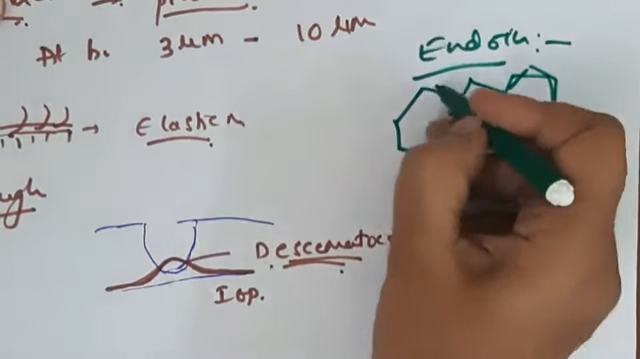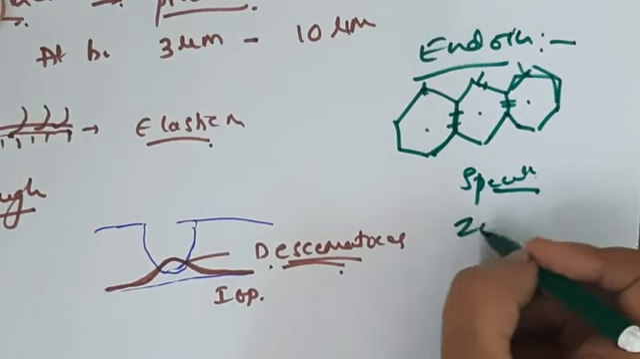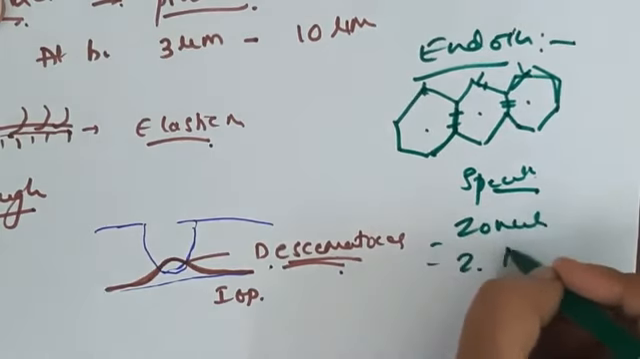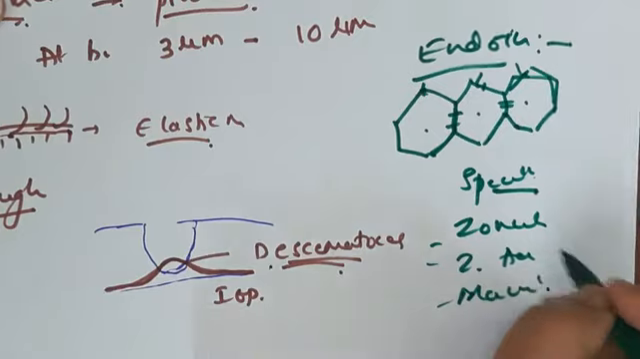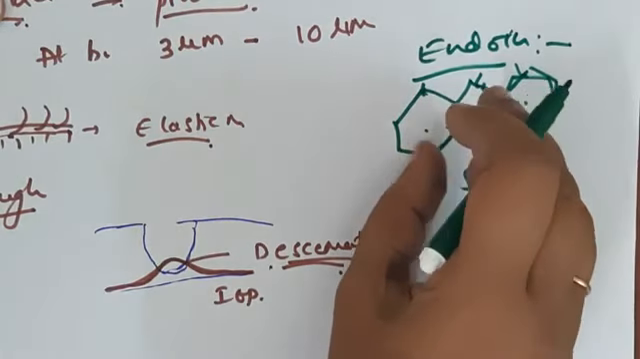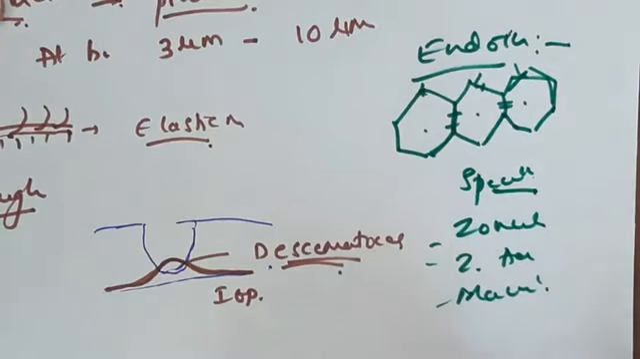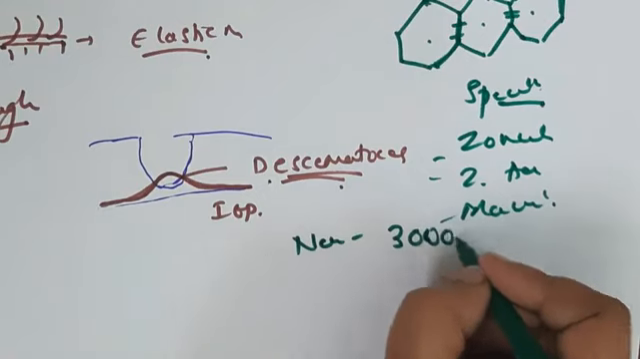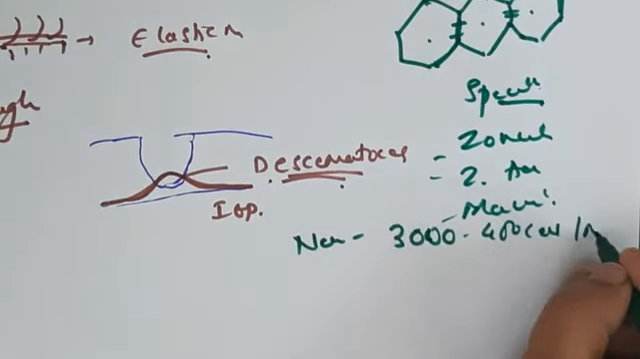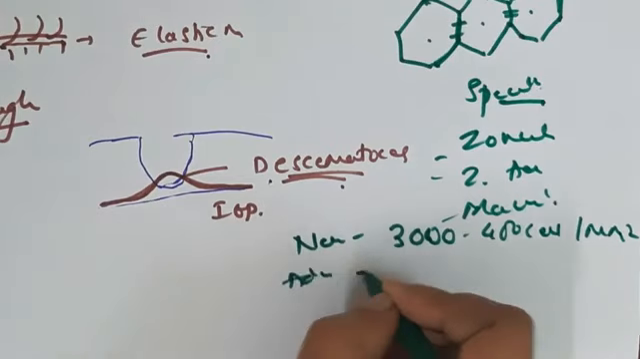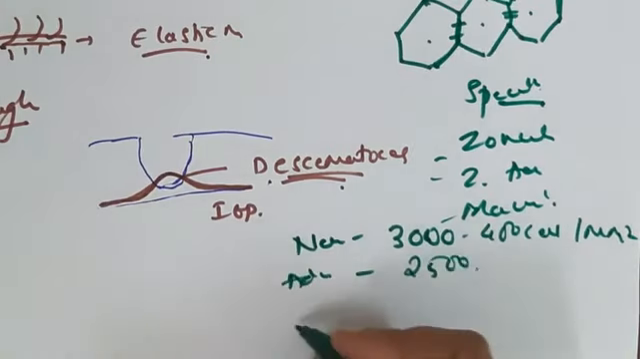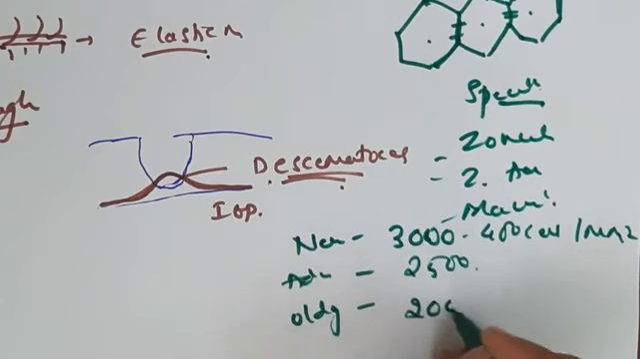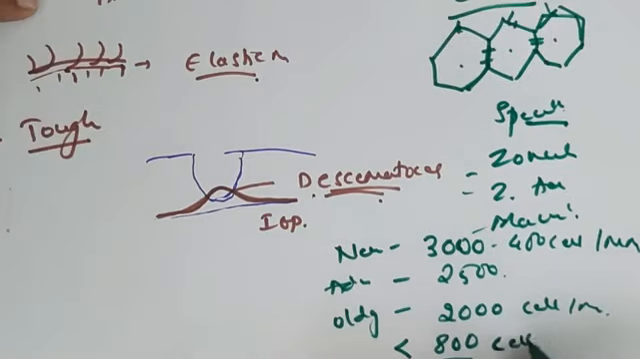So these endothelial cells are interconnected with each other by zonula occludens, zonula adherens and macula adherens. So this keeps each endothelial cell adherent to each other as well as to the Descemet's membrane. The next is the count of the endothelial cells. That is very important. In newborn it is around 3000 to 4000 cells per millimeter square, whereas in adults it decreases to 2500 cells per millimeter square, whereas in old age it decreases still to 2000 cells per millimeter square. So if this count goes below 800 cells per millimeter square, then there is endothelial decompensation.